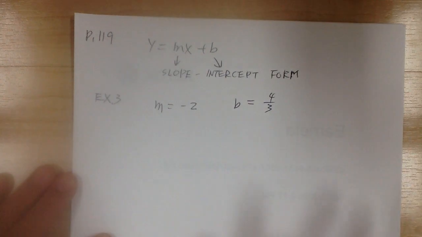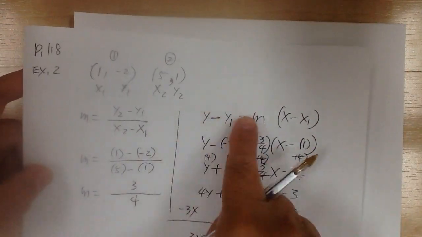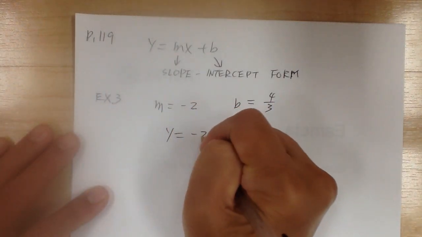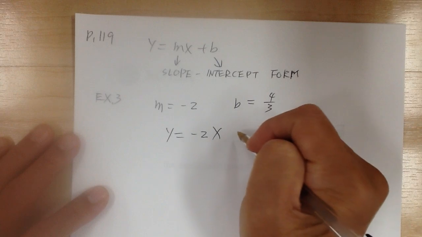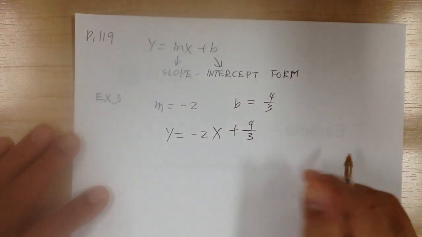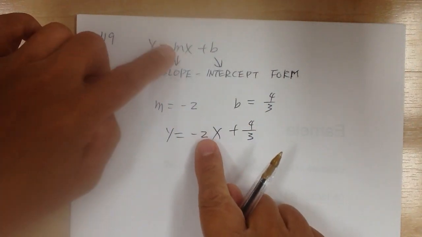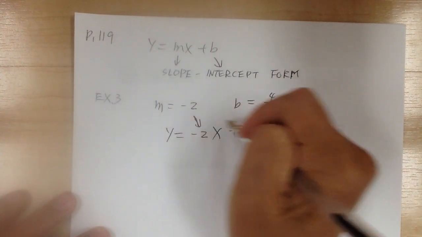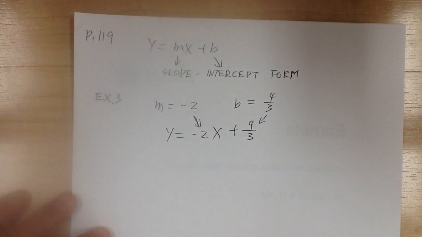Whatever you're given, you use the proper form. So with this one, you don't want to use this form. You got y equal to negative 2x plus 4 over 3. So this goes in here, and this goes over here, the slope intercept. Now you need to go and get it into the standard form.